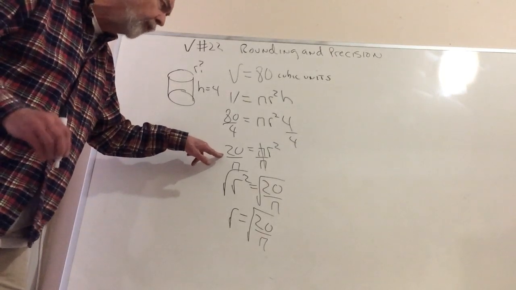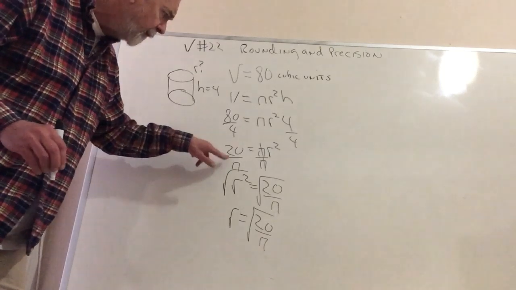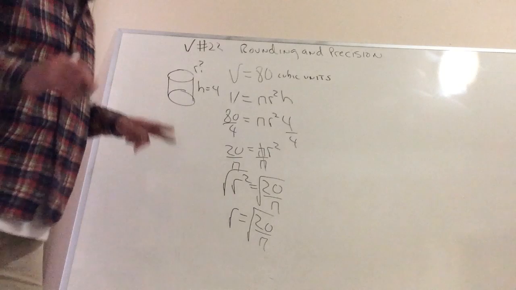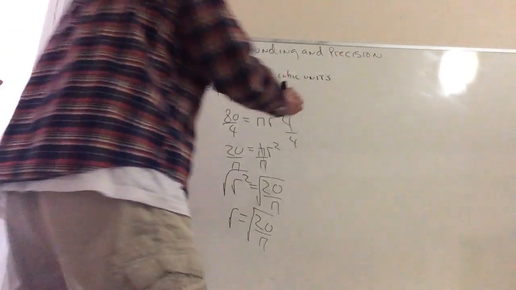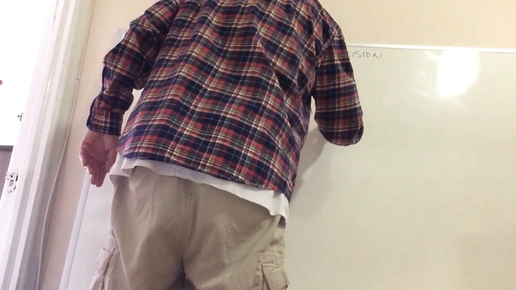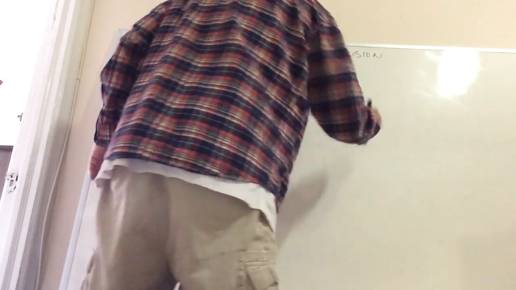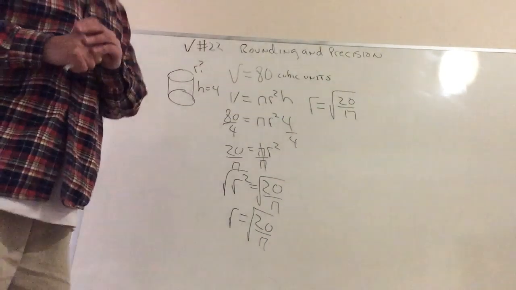That's an irrational number as well. It can't be a rational number because any number attached to an irrational number is automatically irrational. So there's my answer. I'll write it nice and big. R equals radical 20 over pi. And 8th graders should be exposed to stuff like this.